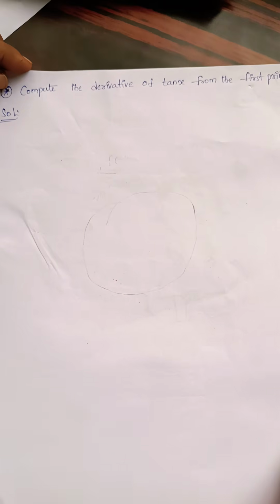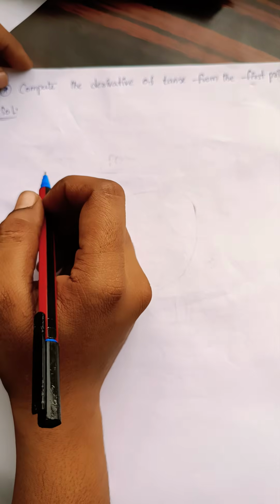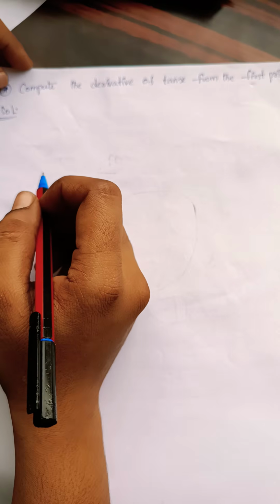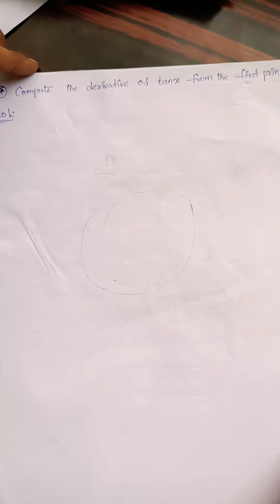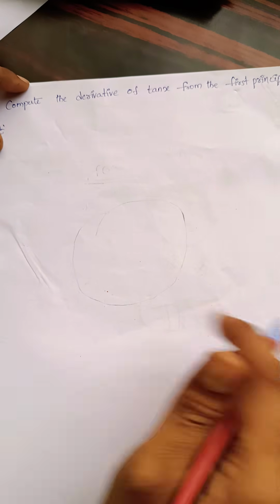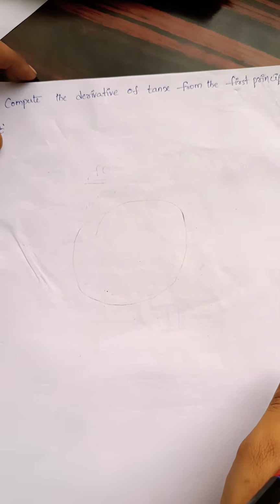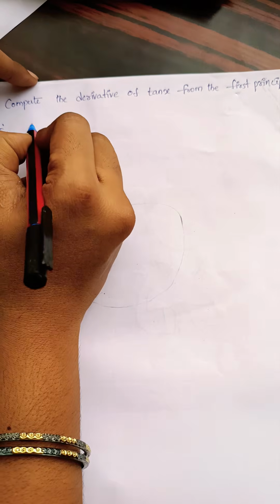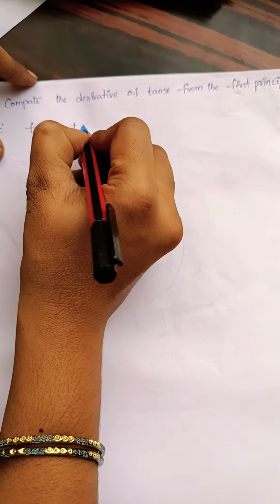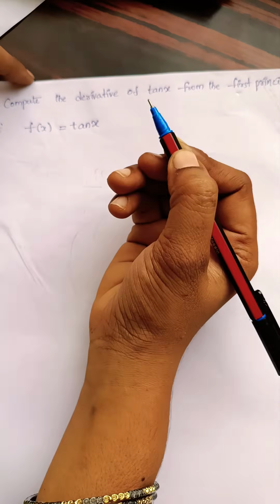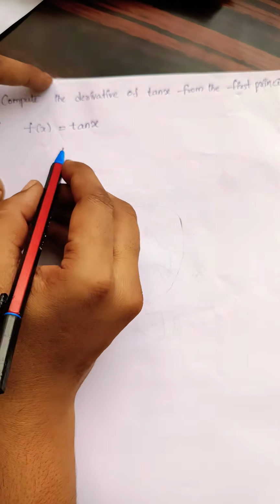In this chart, we solve a derivative problem. The question is: compute the derivative of tan x from the first principle. Here they are given a trigonometric ratio. Assume that f of x is equal to tan x.